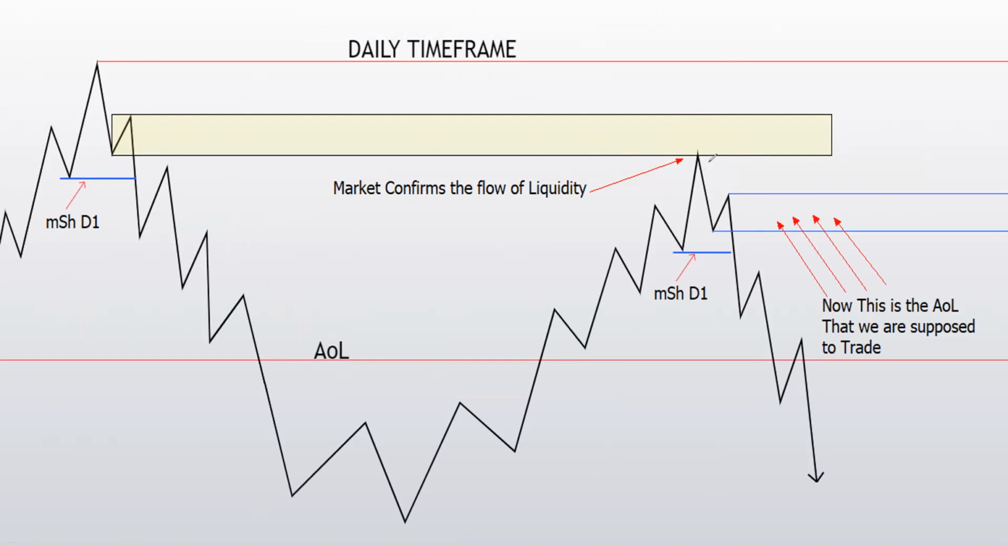The market prints a lot of setups like this. So now this is what we call the confirmation of liquidity flow. The market now has confirmed our flow of liquidity. Then after, the market came and shifted again on the daily time frame. So now you have to observe this area of liquidity. This is our best area of liquidity to trade, and this is where we're going to take our entries. We're going to take our positions now.